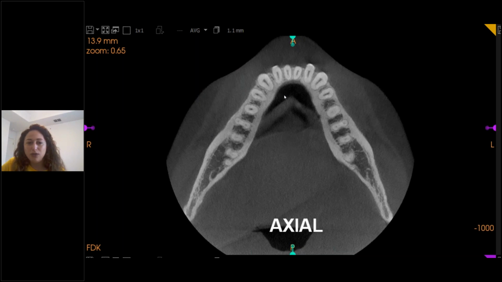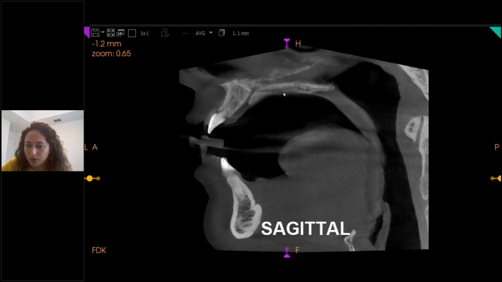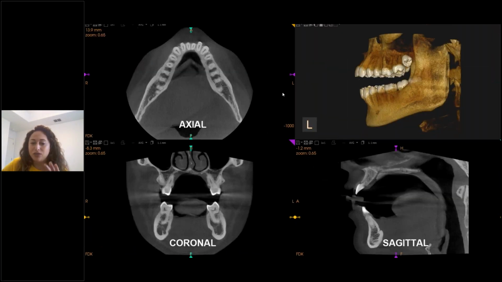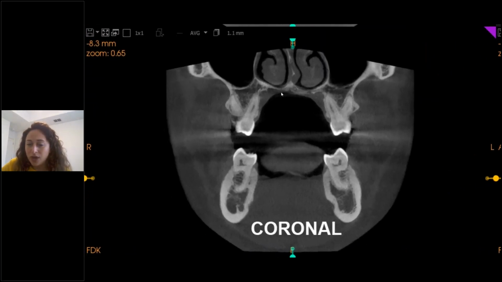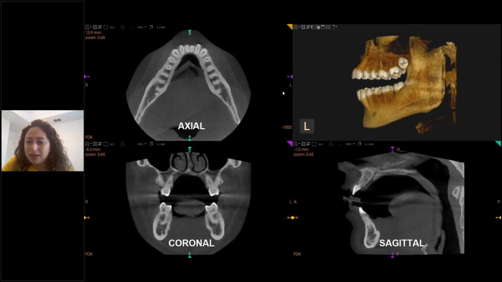So on axial view, I personally start with axial view, then I move to sagittal view, and then after sagittal view, I look at coronal view. There is no right or wrong when it comes to which view to start with, which view to end with, but I would highly recommend you create your own pattern.